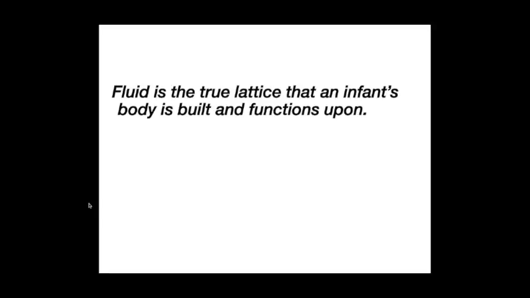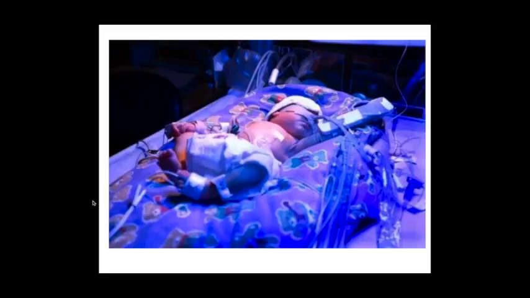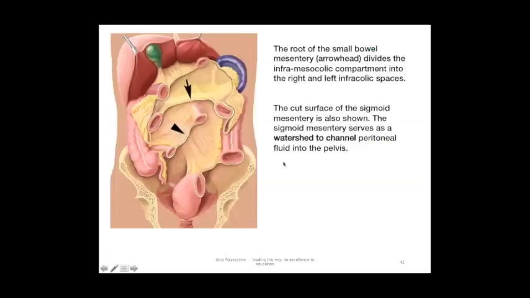We're going to change gears here and take a look at something else. Fluid is the true lattice that an infant's body is built and functions upon. Here we see an infant. We see a chest that's domed. Even though the baby's positioned well, we have to do this with this infant, but we start to see an abdomen that's also kind of puffy. It's not draining correctly. It's not draining correctly because part of the ability for the abdomen to drain is based on how the respiratory system works.